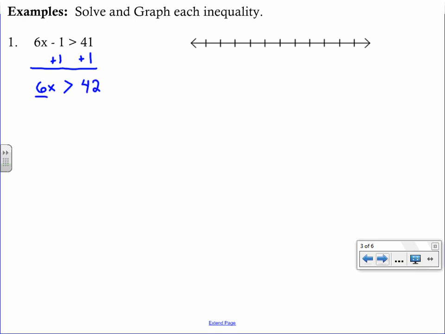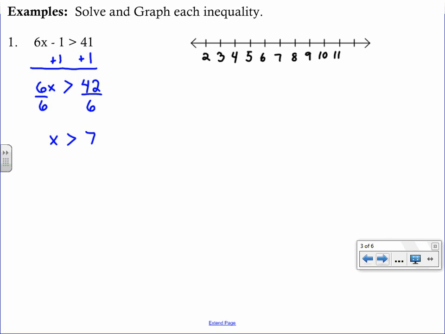Next, we're going to divide by 6. And I divided by a positive number, so I do not need to apply the special rule. So I am left with x is greater than 7. Now, you're going to be asked to graph your solutions. So you can typically put your endpoint in the middle of your number line. That's fine. And you can number every line if you'd like. You can go every other line, whatever makes the most sense to you.